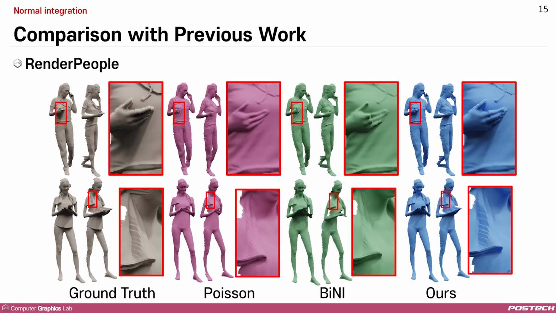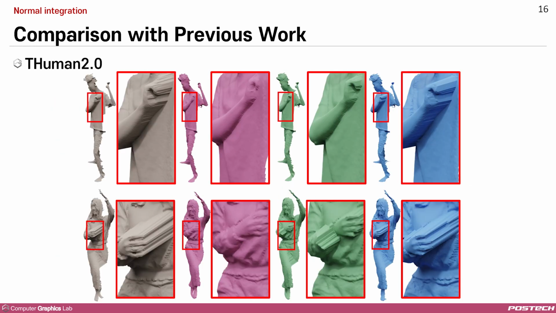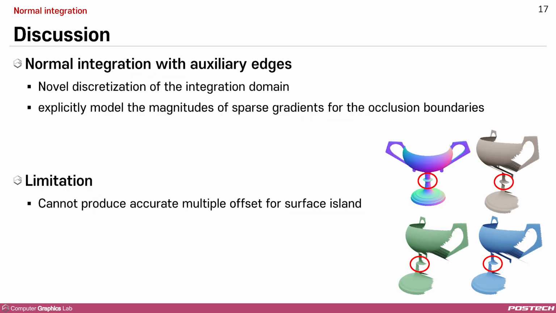Here are the results on a human model, demonstrating clear improvements in discontinuity preservation compared to previous methods. Another example with the T-Human 2.0 dataset further illustrates the effectiveness of our method in various scenarios. To summarize, our novel discretization method explicitly models sparse gradient magnitudes for occlusion boundaries, improving the integration process. However, our method does have limitations, such as difficulty in producing accurate multiple offsets for surface islands. Thank you.